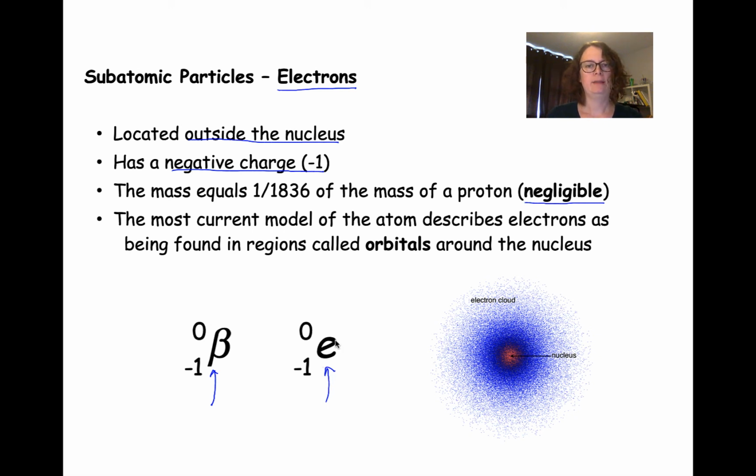And our electrons, we often think of them in rings around the center of our atom, but our most current model of the atom describes the electrons as being found in regions called orbitals, as we can see down here. So our electrons are moving around in an electron cloud or in an orbital.